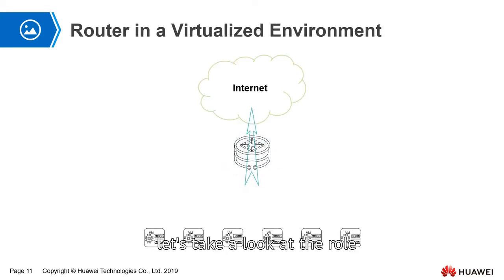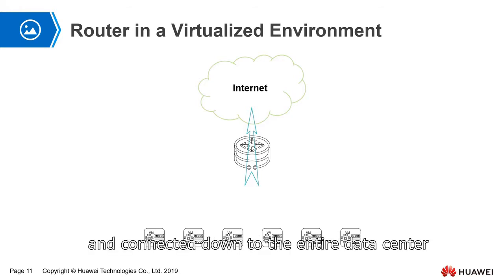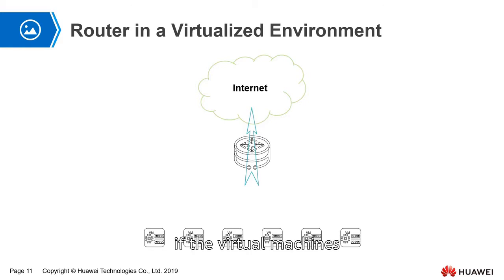First, let's take a look at the role of physical routers in virtualization. The router is the role of routing. Routers are generally placed at the exit of the cloud data center. They are connected up to the internet or external network and connect down to the entire data center. Therefore, if the virtual machines inside the data center need to communicate with the external network on the internet, the routers are needed.